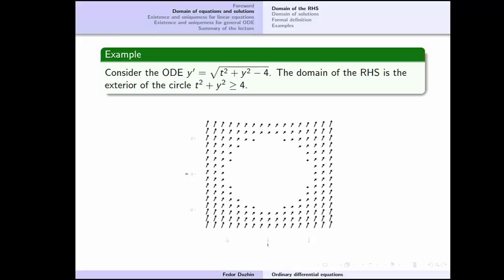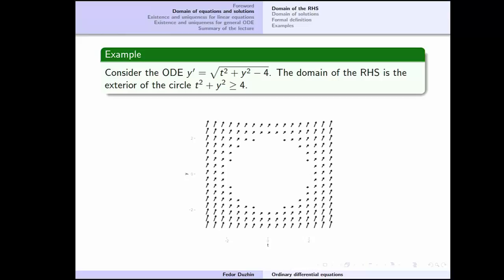Recall that a general first-order differential equation looks like this. The left-hand side is the derivative of the unknown function, y prime, and the right-hand side is some expression that involves the unknown function y and the independent variable t. But of course, it just means that essentially the right-hand side is a function of two variables, t and y, and the domain of the right-hand side might not be the whole plane ty. So there might be some exceptional values where the right-hand side is simply undefined.